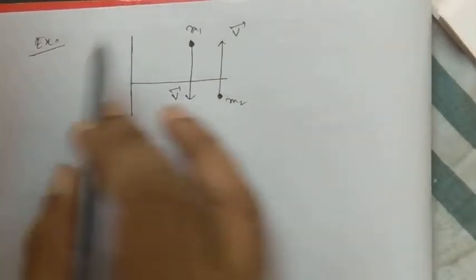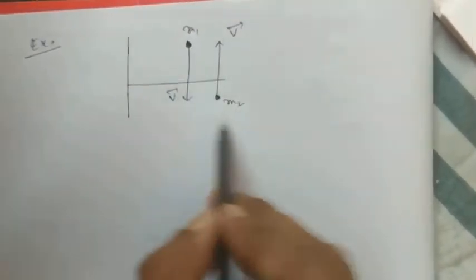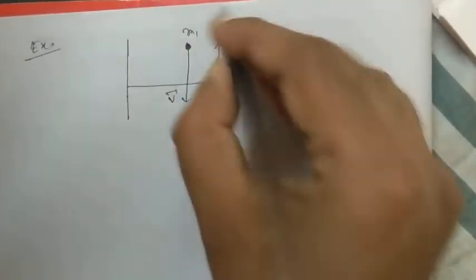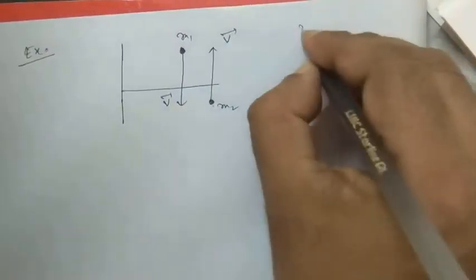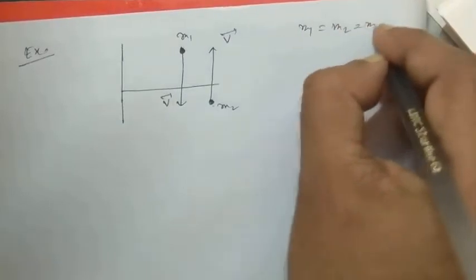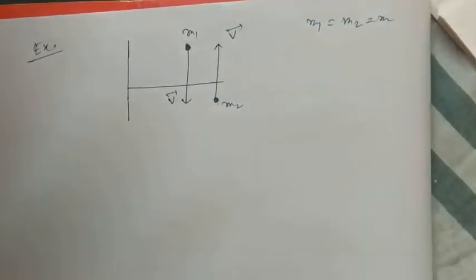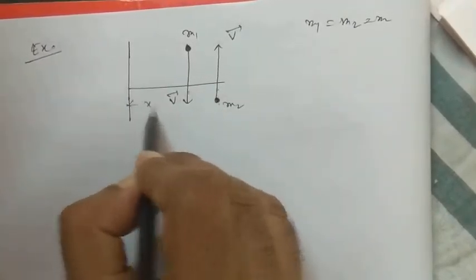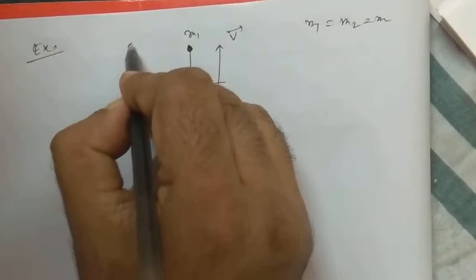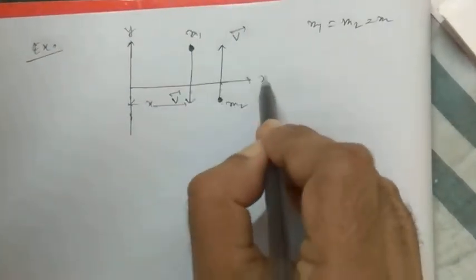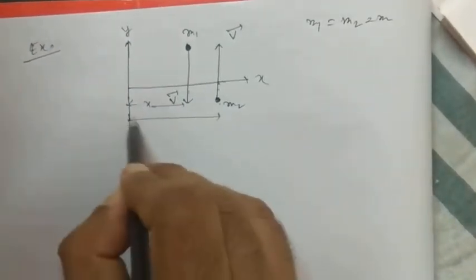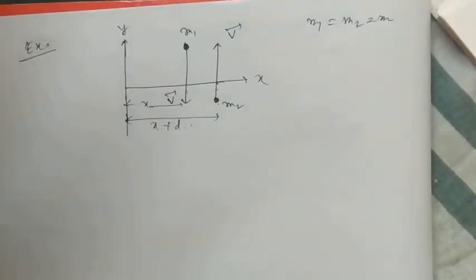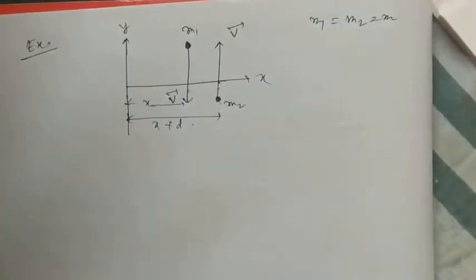Another example: two particles, m1 and m2, each of mass m. So m1 equals m2 equals m, and speed v, travel in opposite directions along parallel lines separated by a distance d. Now the separation between these two is small d. So if we take this to be x from the y-axis, and this is the x-axis, this will be x plus d, a separation of d between the two motions.